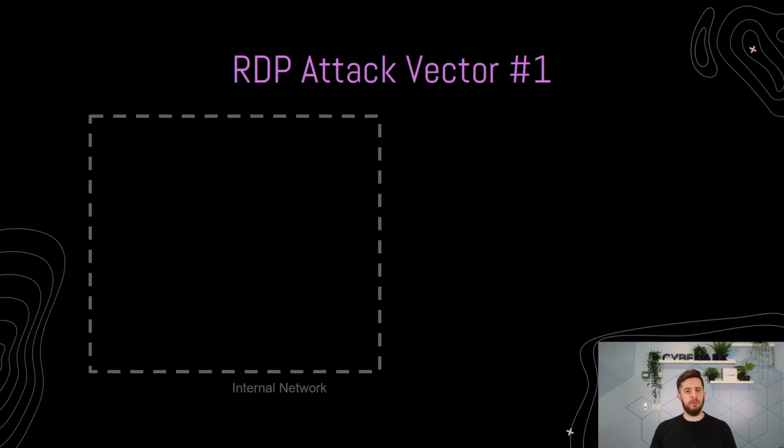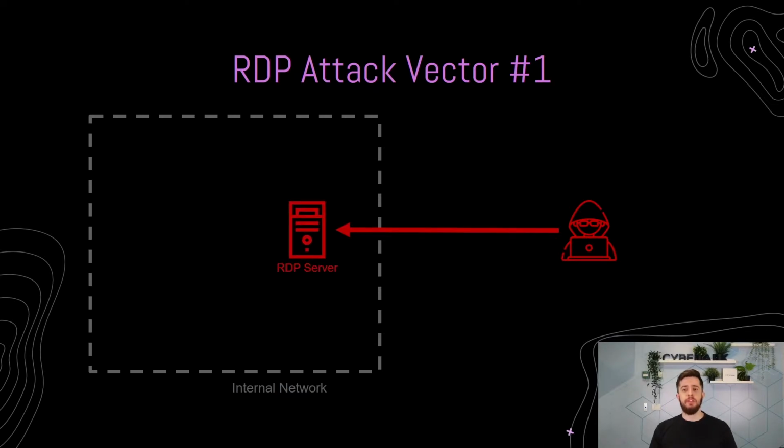The first one is the more traditional, quote-unquote, vector, in which the attacker is trying to get access into an internal network. There is an RDP server in this network that is exposed to the internet, but the attacker doesn't have any credentials for it, for obvious reasons. The attacker can then exploit a vulnerability, potentially a vulnerability in the RDP server, and use it to gain unauthorized access to the server, and from there to the entire network.